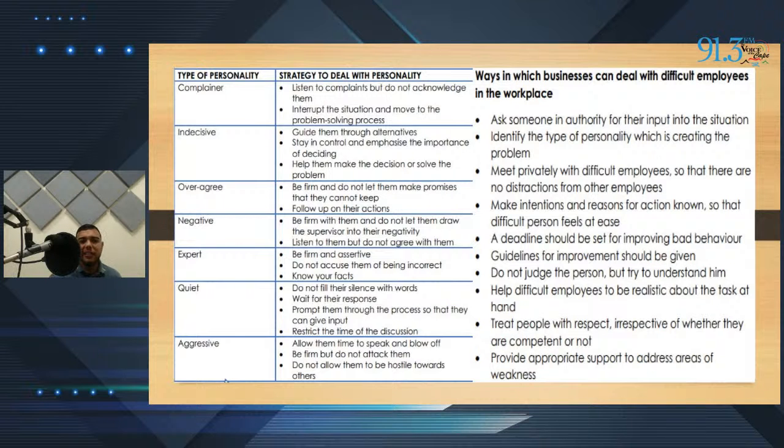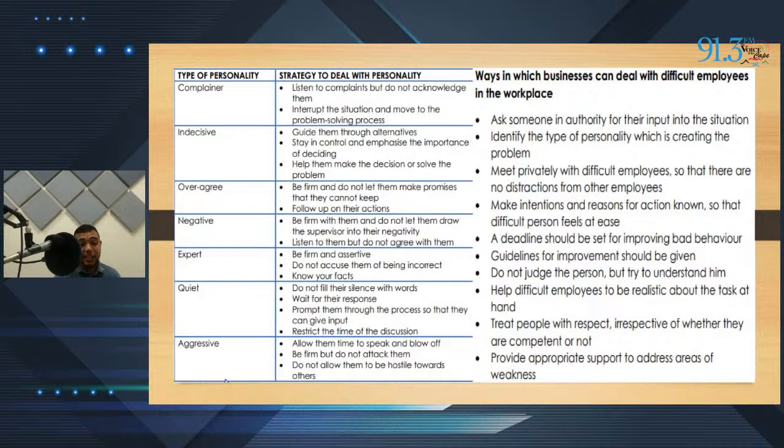We move over to the types of personalities and how we're going to deal with the different types of personalities. So first we have a complainer. You know some of them, one of your friends. What are you going to do with them? You're going to listen to the complaints, but do not acknowledge them. Interrupt the situation and move to the problem solving process.